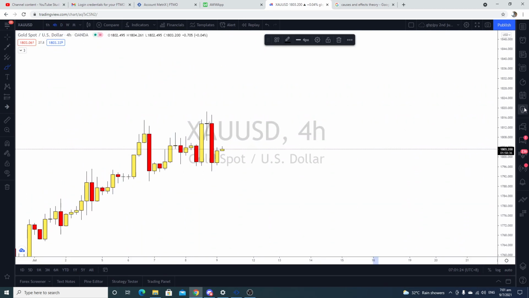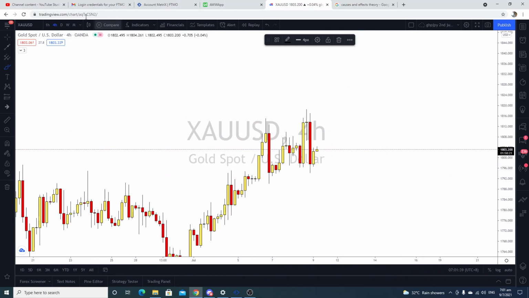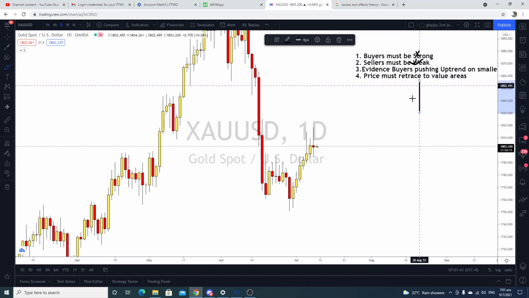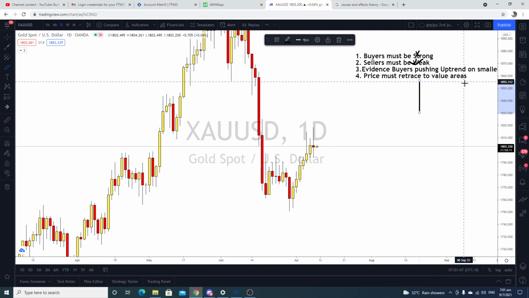What do we see in the 4 hour, right? Buyers pushing the price up. Okay, but it has trouble over here. But if you look from the 4 hour, right? Price retraced to value areas, actually it's a good yes. Price has retraced to those value areas.